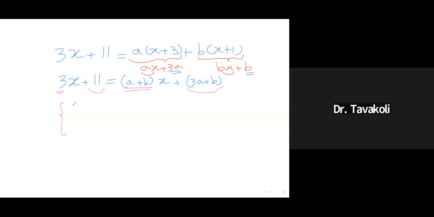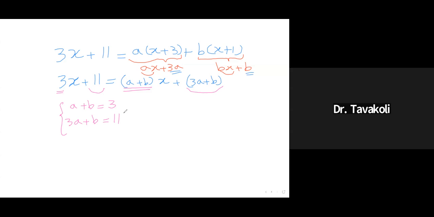So 3 is a plus b, or a plus b is 3. And 11 is 3a plus b. So 3a plus b is 11. So we need to solve this system of two equations in two unknowns to find the values of a and b. You can use any method of your choice to solve this.